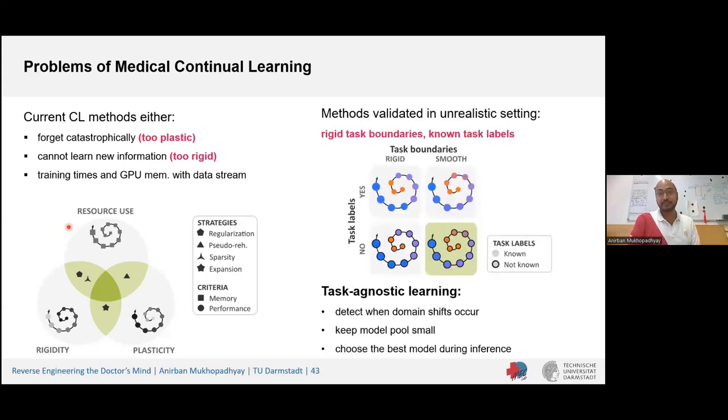The second problem is pretty close to the problem of validation. Along with the metric, the problem comes with the setting in which you are validating your method. There, the problem is that continual learning in settings such as computer vision is often validated with rigid task boundaries, where we know about the task levels.